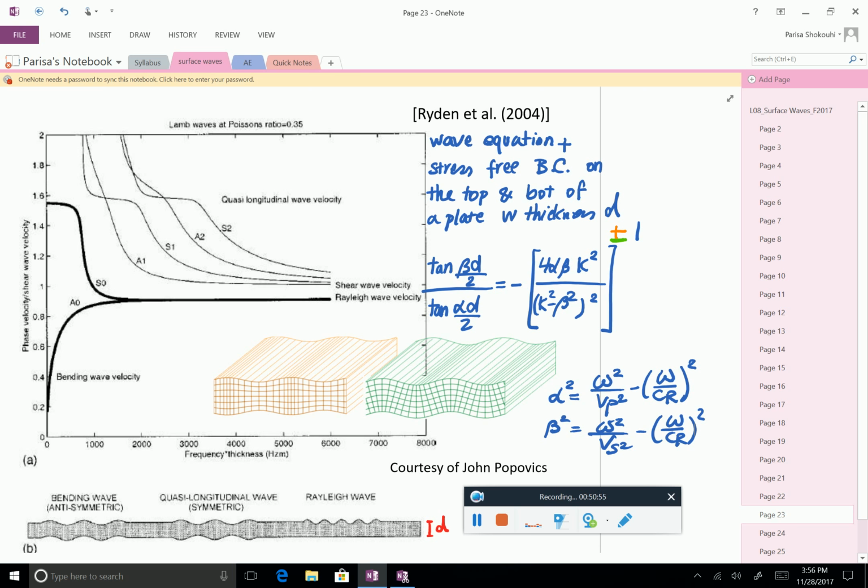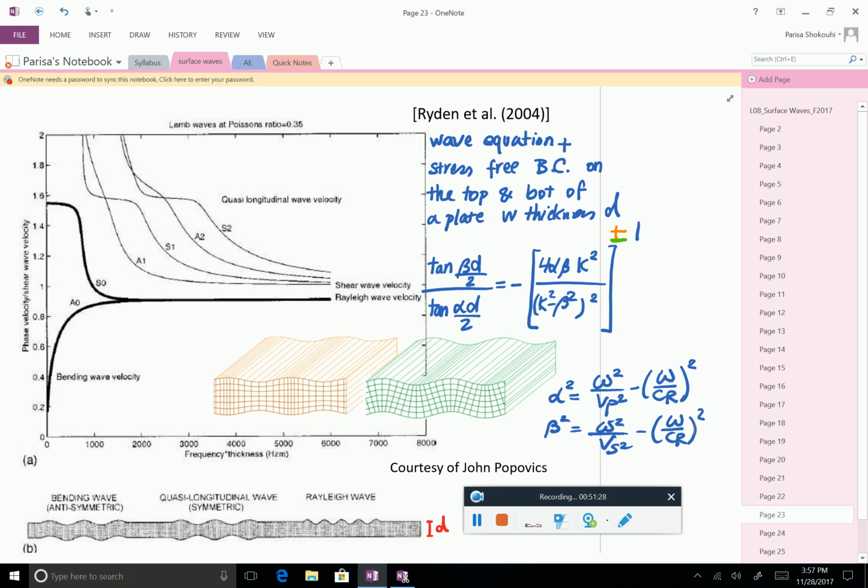So there are different waves inside the plate, and they actually have to fall onto these pairs. If you know the thickness, you can obtain this dispersion curve for the plate. Towards the end, this goes towards Rayleigh wave velocity, and these go towards shear wave velocity. We won't have the chance to go deeper into this, but this concept is very important.